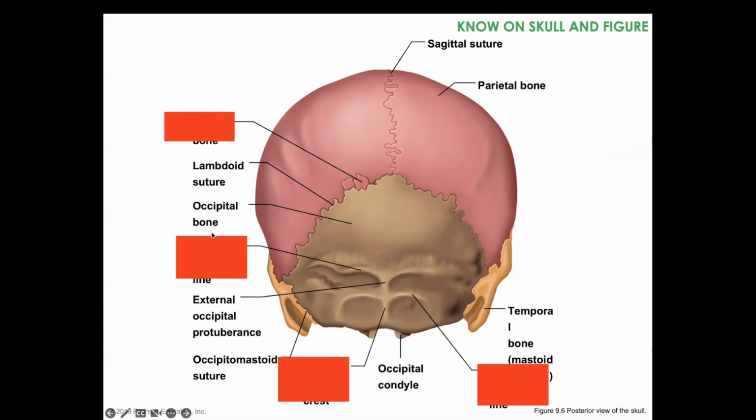And then again, we can see those two occipital condyles where the skull forms a joint with the vertebral column. And then finally, the external occipital protuberance is the pointed process coming off the occipital bone, and that's where that bump in the back of your head is. And then lastly, we have the occipital mastoid suture, which joins the occipital bone with the mastoid process of the temporal bone.